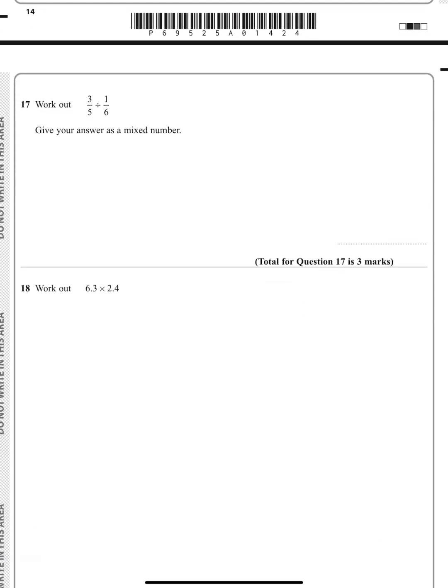Question number 17, work out 3/5 divided by 1/6. Give your answer as a mixed number. So we're going to use the rule when we're dividing fractions, which is to change the sign so that the division becomes a multiplication. And then we use the reciprocal of that second fraction. So 1/6 becomes 6/1. Okay, we flip that fraction over, which is called the reciprocal. So now to multiply fractions, we multiply the numerators. 3 times 6 gives us 18, and then we multiply the denominators. 5 times 1 is 5.